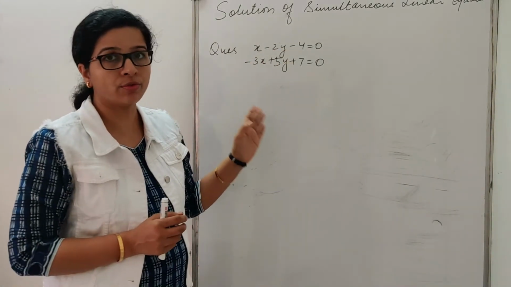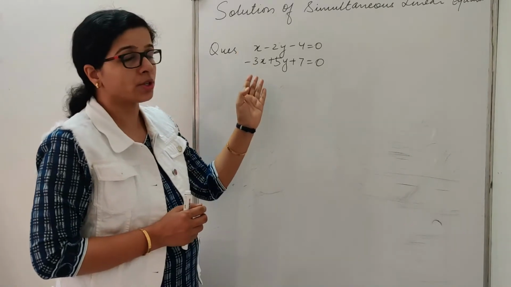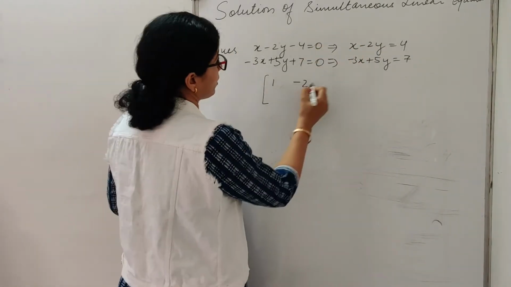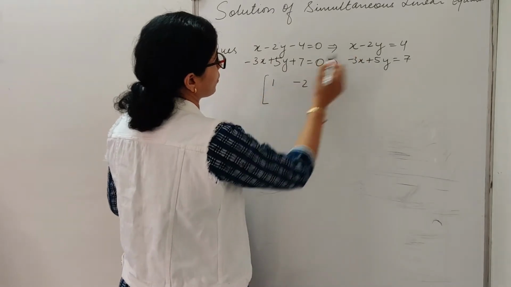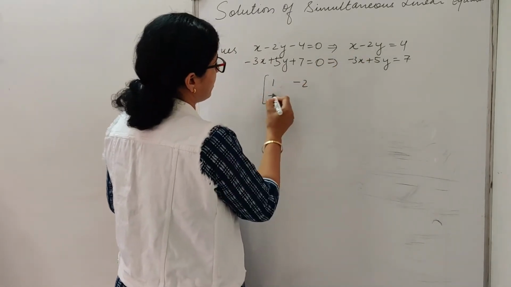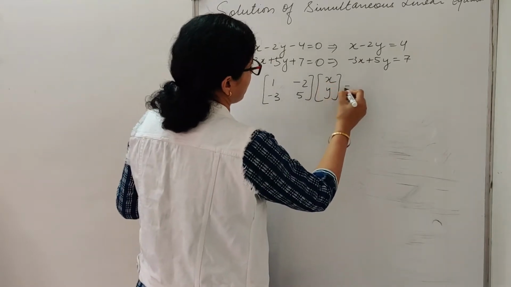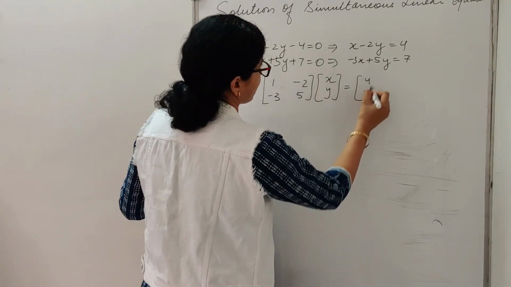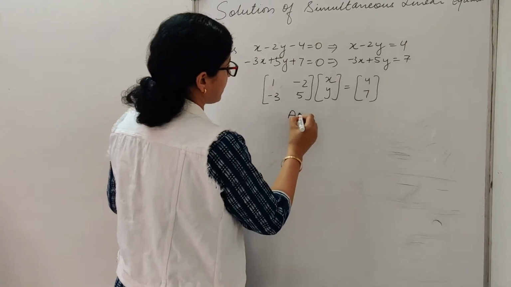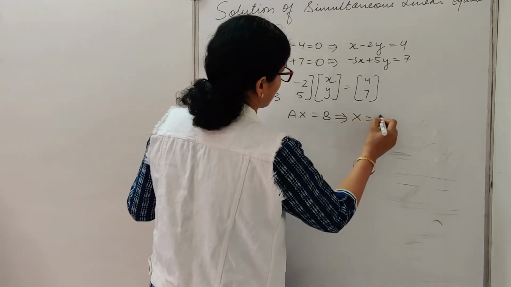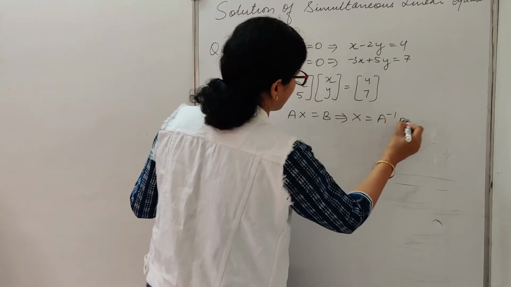Okay, so we have to find the solution of these equations by using the matrix method. We will write in the matrix form. Write the coefficients of x: 1, -2; coefficient of y: -3, 5. [x, y] equals [4, 7]. Okay, so AX is equal to B. This implies X is equal to A inverse B.